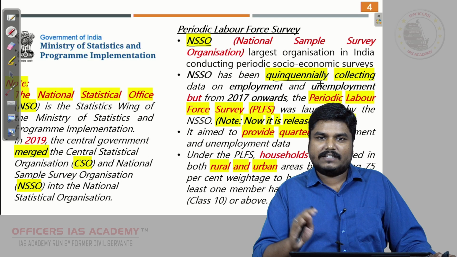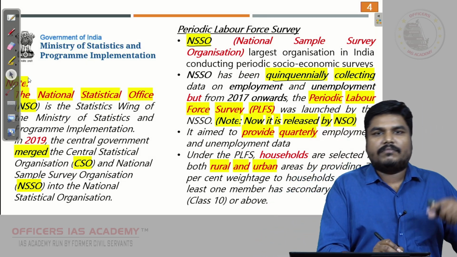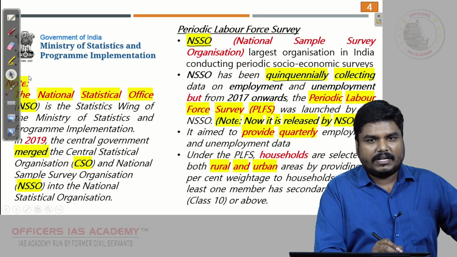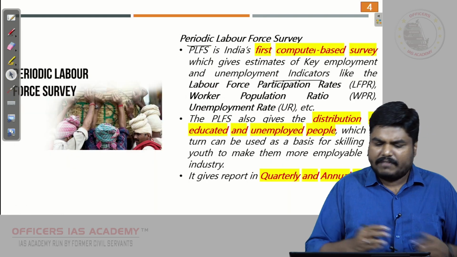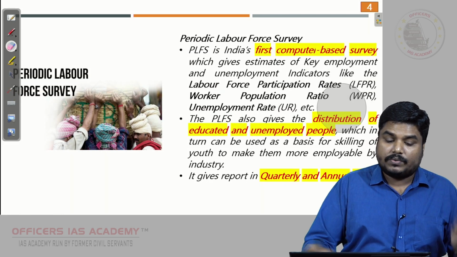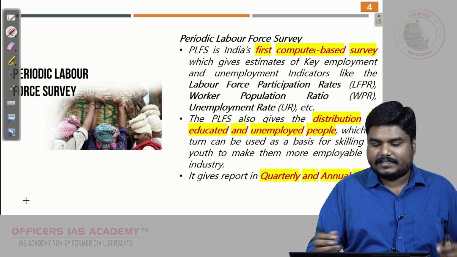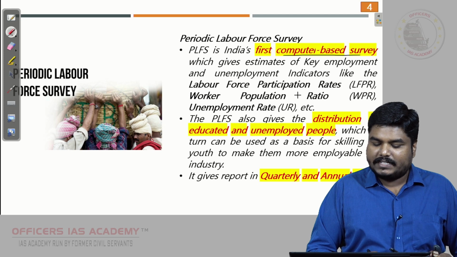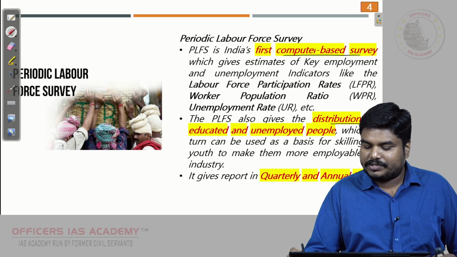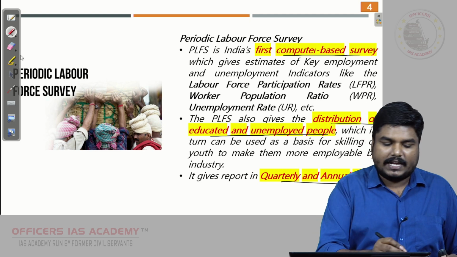As I said, this PLFS data will be available for employment details in rural areas, urban areas, among male, female, everything we will be getting through this survey, right? So PLFS is the first computer based survey in our country, right? It gives you an idea about the distribution of the educated and unemployed people on a quarterly and annual basis.